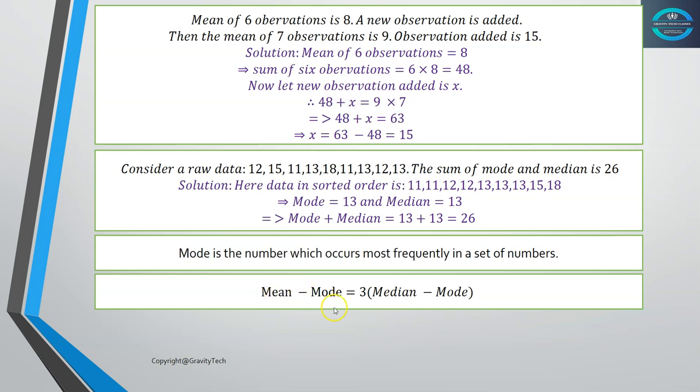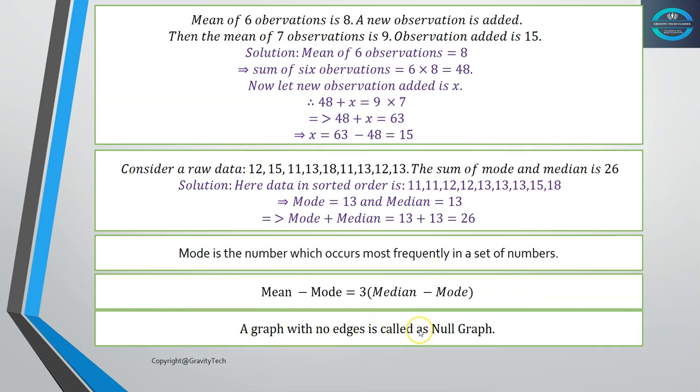Mean minus mode is equal to 3 into median minus mode. This is the formula. This is the relation between mean, mode and median. Remember. Okay, now what is a null graph? A null graph is a graph which basically has no edges. A null graph is basically a graph which has no edges.